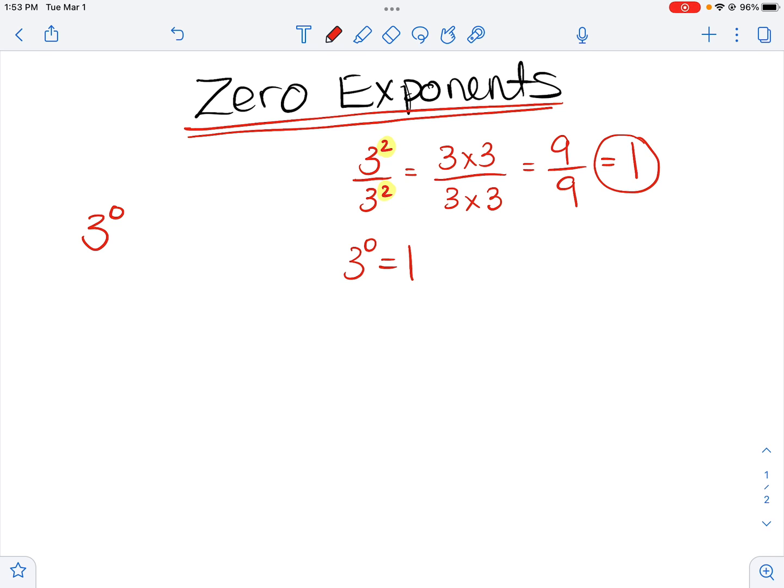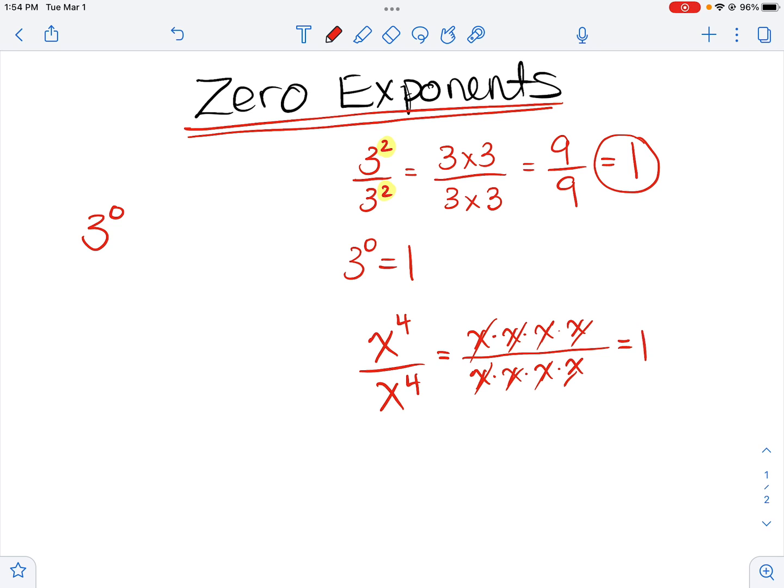Let's turn a number into a variable. Let's say x to the power of 4 divided by x to the power of 4. First of all, we know right off the bat that that's going to equal 1, because anytime you have the same thing divided by the same thing, it always equals 1. But even if we want to write it out, I guess this isn't proving anything because I don't know what number this is. But yeah, x divided by x is just going to be 1. X to the power of 4 divided by x to the power of 4, that's just going to be 1.